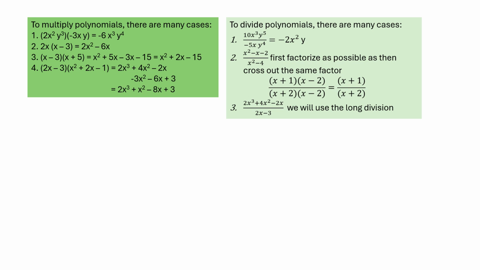The second case is like the distributive property, 2x bracket x minus 3. So distribute 2x inside the parentheses. So it will be 2x squared minus 6x.